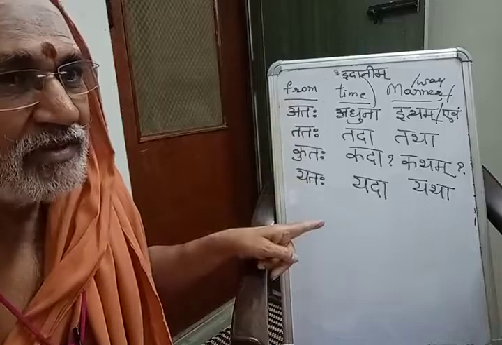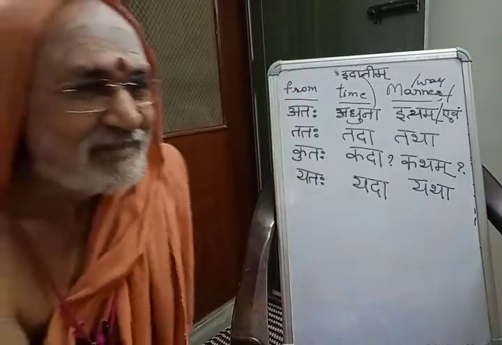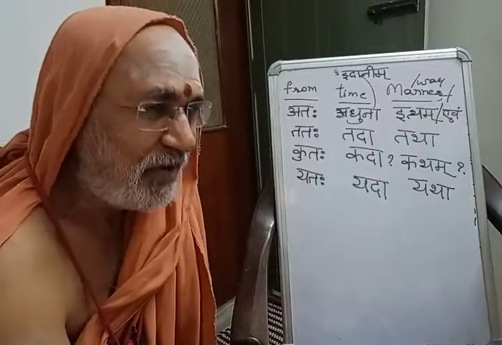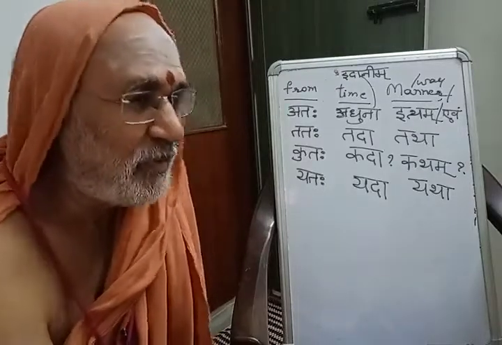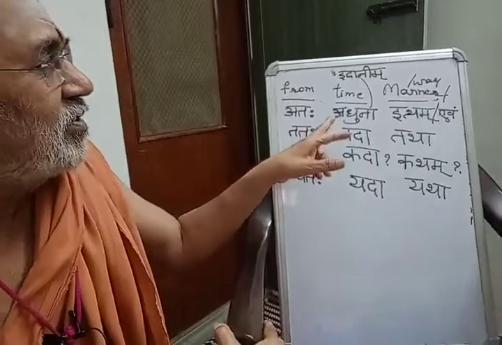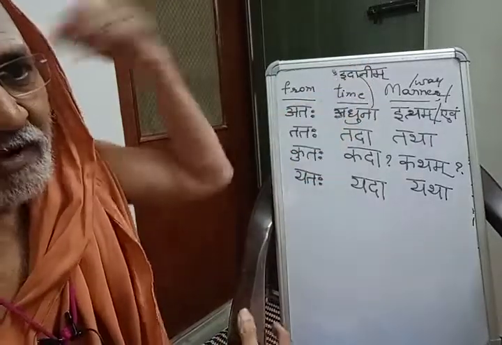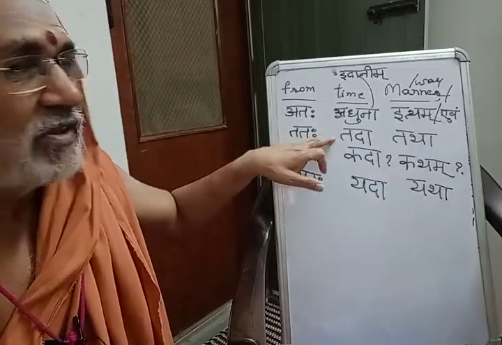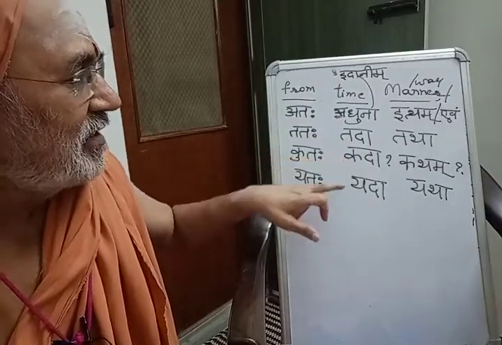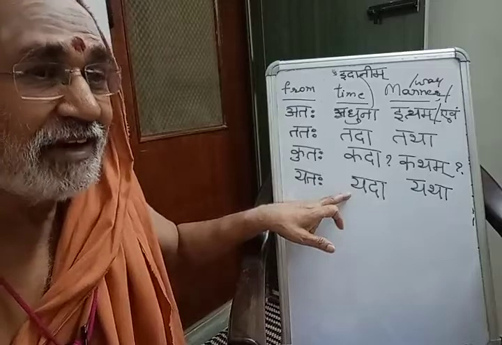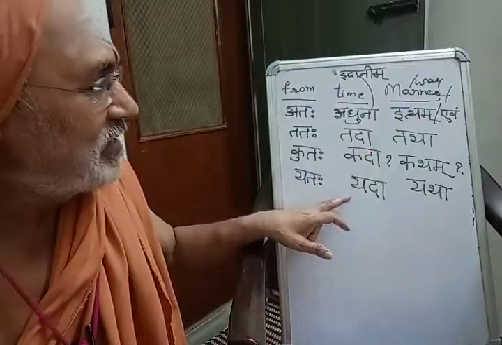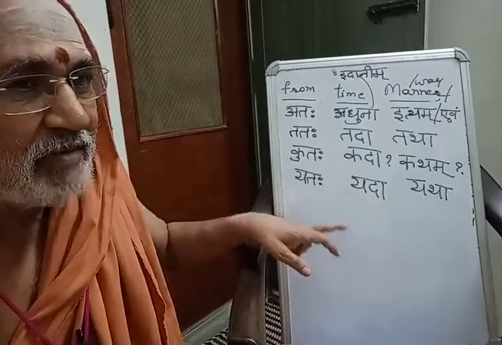That means tra refers to place. It doesn't mean it literally, but it refers to place. Like time-wise: adhuna, now, or idanim. We have got two words there. Adhuna or idanim means now. Tada, then. Kada, when. Yada means whenever. Yada, whenever, that's a relative. Whenever this happens, then you do it. So it's the same thing continuing.